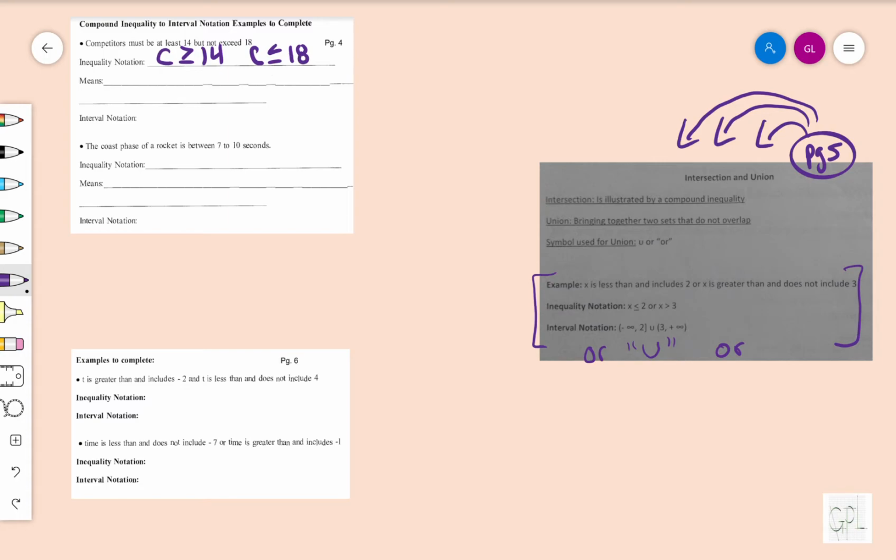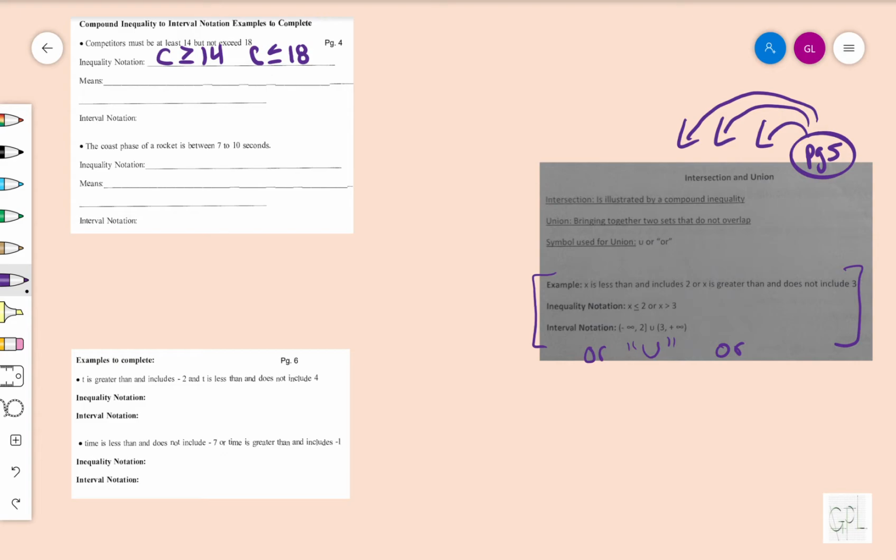They cannot exceed 18. So that means that you have to have your participants that are less than or equal to 18. Okay, that's that one there. Or they have to be greater than or equal to 14. Okay, we have that one.